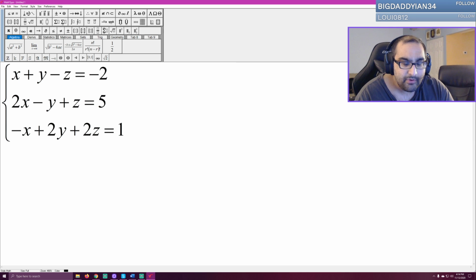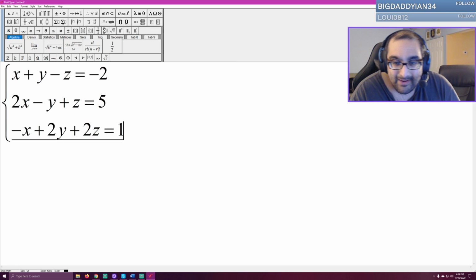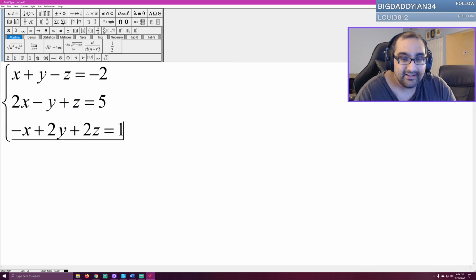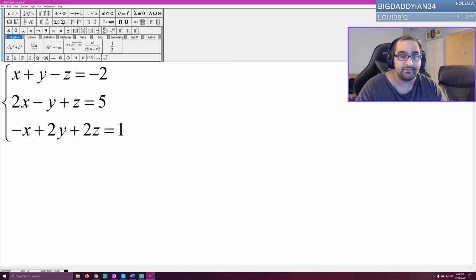Now, this is a perfect example where substitution or elimination is going to be a pain. Maybe too many moving parts. So matrices basically shorten down the many moving parts of substitution and elimination, and put it into an easier point of view.